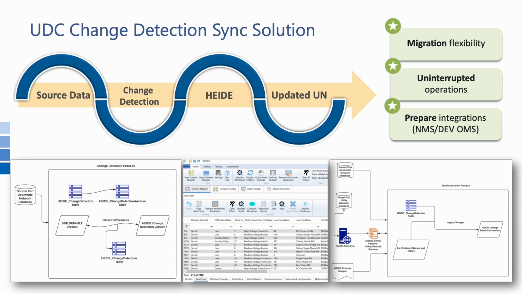So this solution was really to fill that gap. As the UN migration goes live, later on is when the NMS and OMS are going to go live. But they needed to keep the operational pieces still going. So what this tool does is it tracks the changes in the GN.